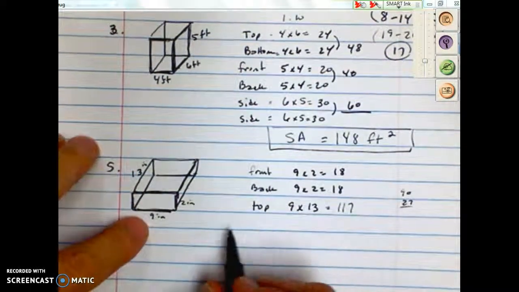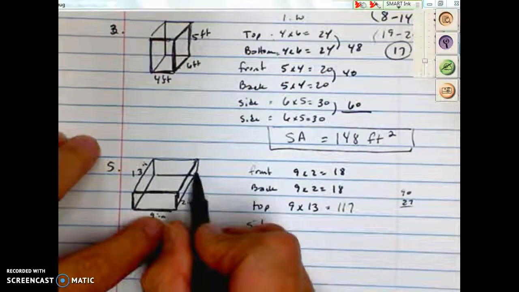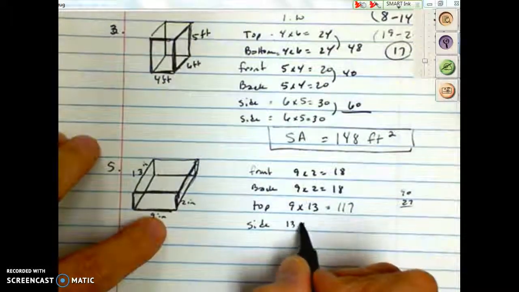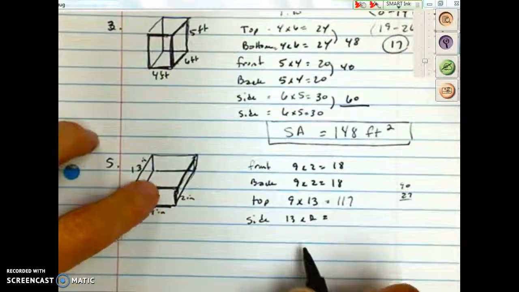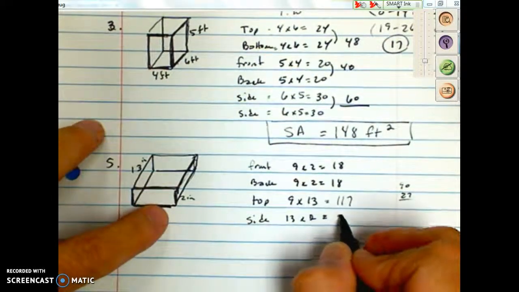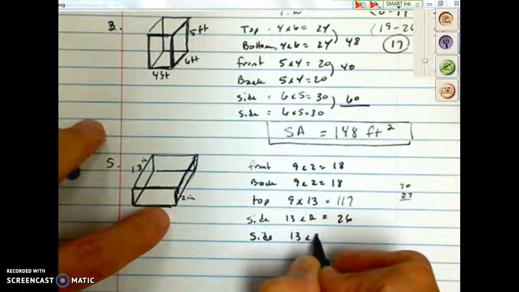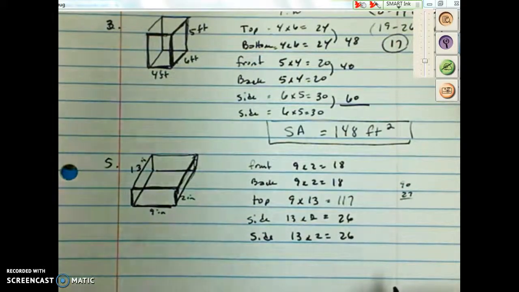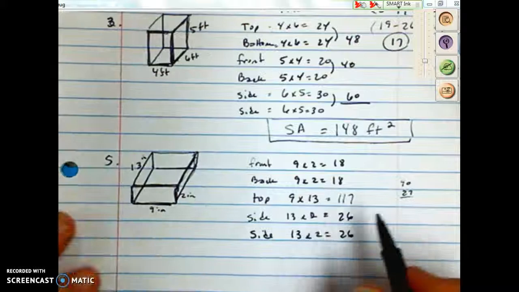So let's take a look at the sides. The sides are 13 by 2. So 13 by 2 for the sides, and of course 2 times 13 is pretty easy, and if you said 26, you are correct. The other side is the same. 13 times 2 is 26. And now we want to add up all the sides that need to be frosted.